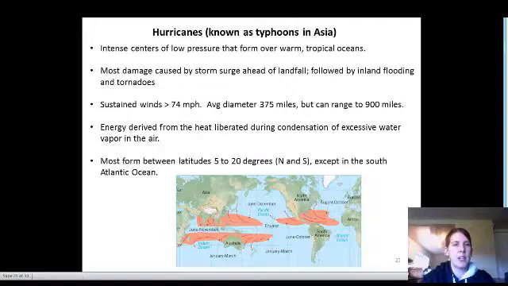They're characterized by winds that are sustained over 75 miles per hour. They have an average diameter of 375 miles, but can be as large as 900. And the energy that they get is actually from the heat that is liberated during the condensation of excessive water vapor in the air. So remember we talked about water vapor, and you reach saturated or absolute, saturated humidity. And once you reach that portion, you need to condense out. Well, as it condenses out, it expels the heat energy, which is what drives these environments. They typically form between 5 to 20 degrees latitude, except in the South Atlantic Ocean.